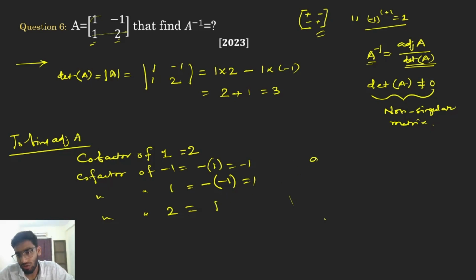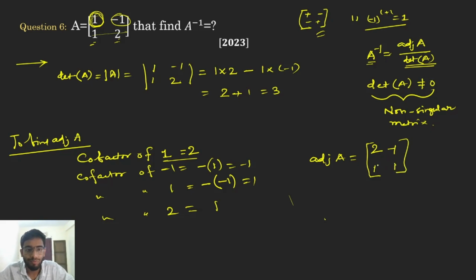So now what will be our adjoint A? Adjoint A is nothing but the cofactors of all of these. First in A we have 1. So what is the cofactor of that one? It is nothing but 2, so you should write 2. Similarly, the cofactor of minus 1 is minus 1. For 1 it is 1, and for 2 it is 1.